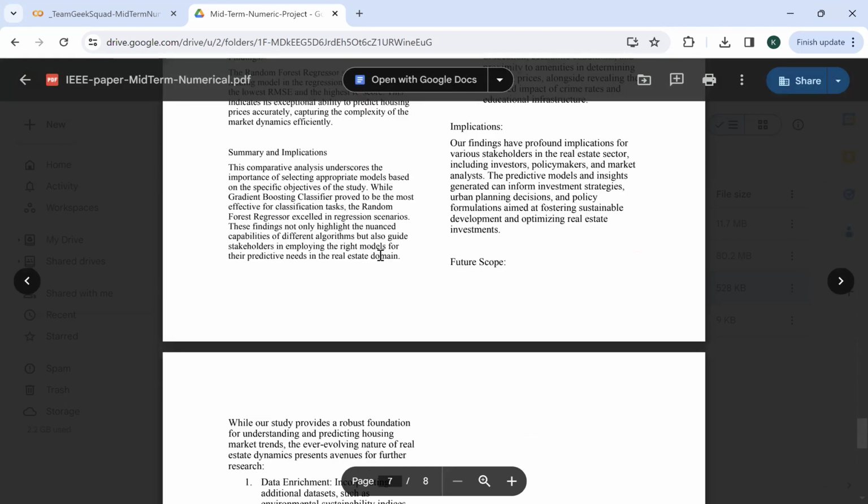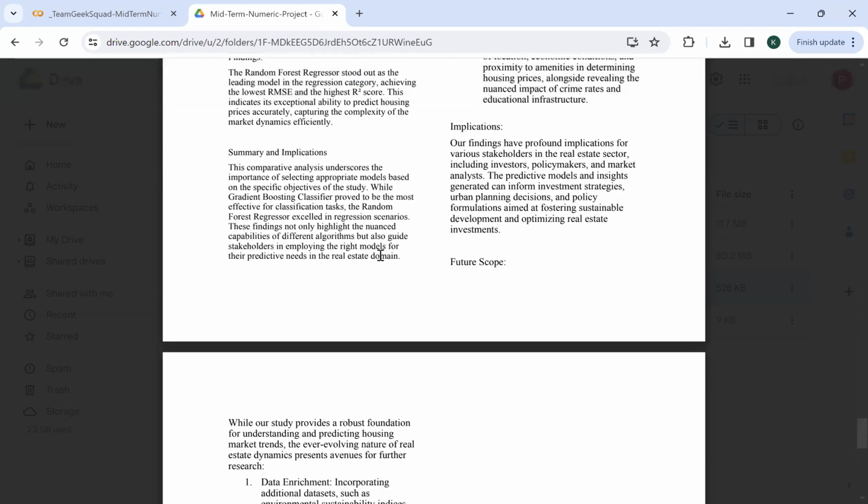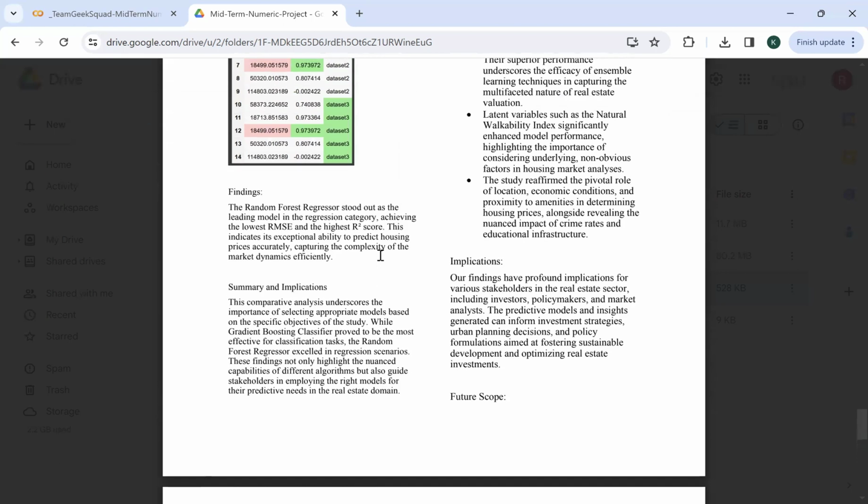While our study provides a great foundation for understanding and predicting the housing prices, the nature of real estate dynamics presents avenues for further research, like data enrichment, temporal analysis, and technological advancements, such as exploring the emerging machine learning techniques such as deep learning neural networks, which could uncover deeper insights to improve the predictive accuracy. And incorporating additional data sets such as environmental sustainability indices.